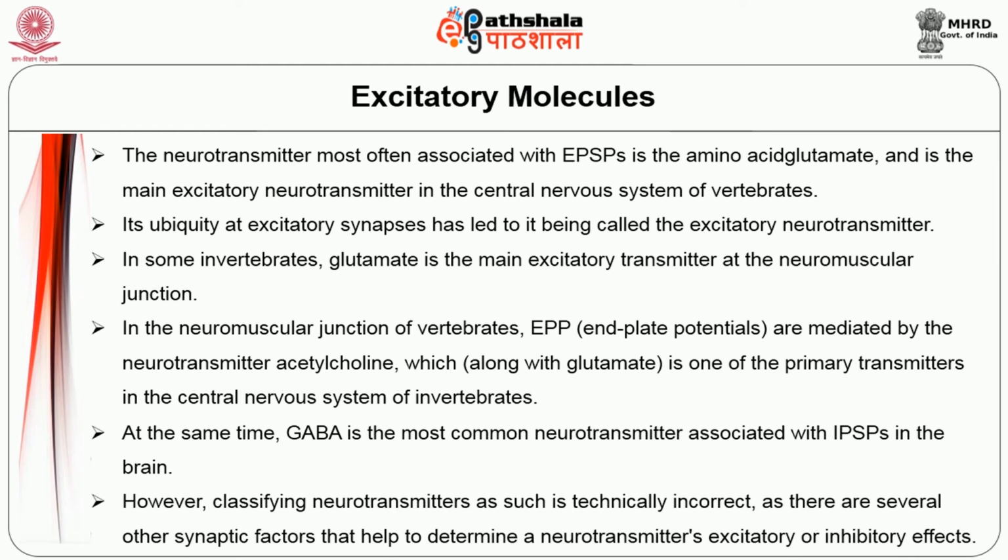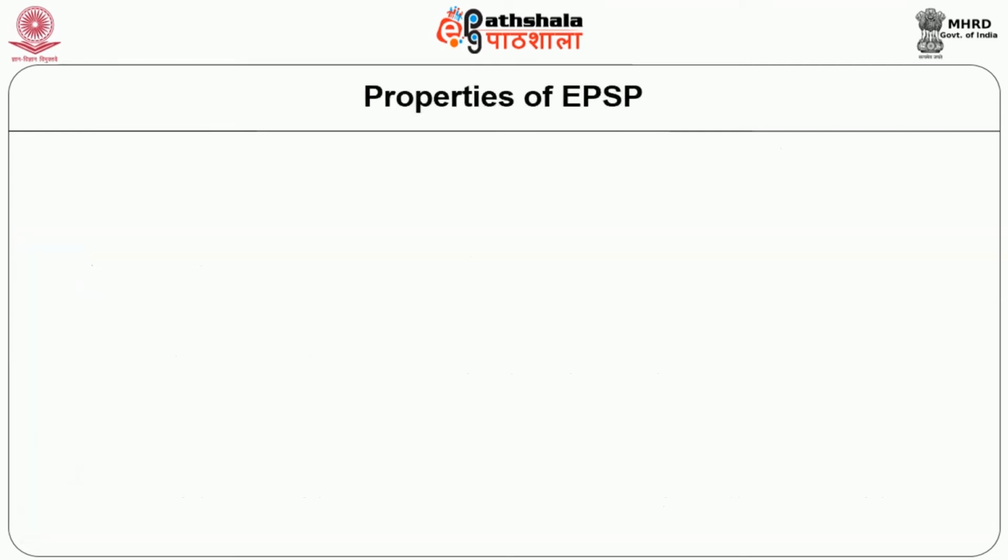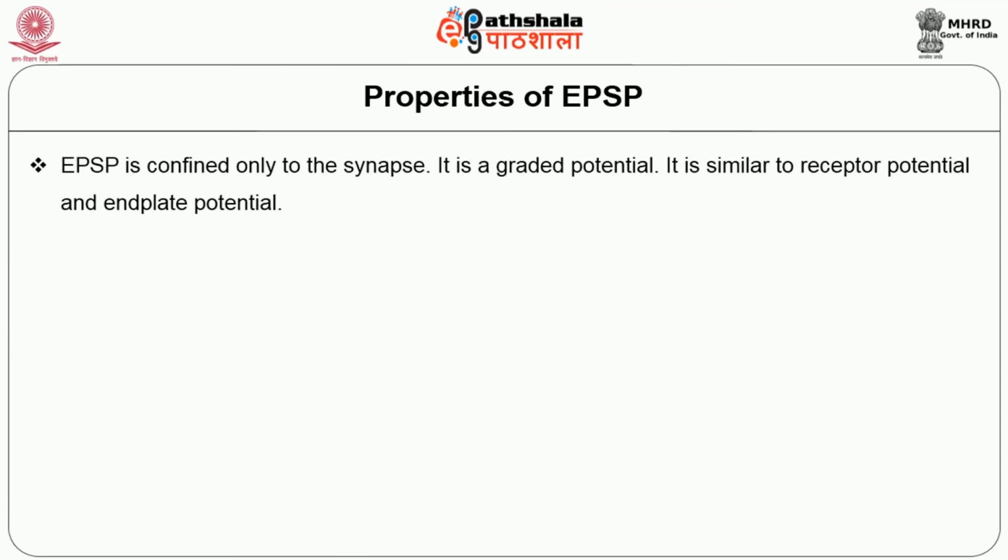However, classifying neurotransmitters as such is technically incorrect, as there are several other synaptic factors that help to determine the neurotransmitter's excitatory or inhibitory effects. The properties of EPSP: it is confined only to the synapse, it is a graded potential, and it is similar to receptor potential and end plate potential.